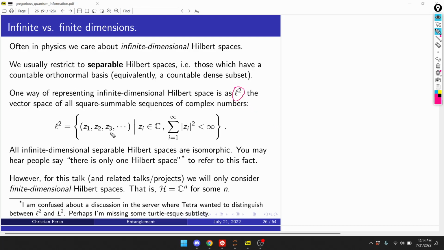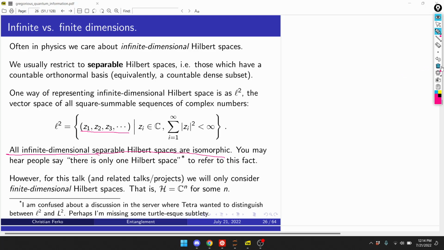This is a vector space of square summable sequences of complex numbers, right? So it's an infinite sequence of complex numbers z. All the z's are complex, and the sum of the norm squareds of these numbers converges. It's less than infinity. That's one way of representing this. You might say, okay, what about other infinite dimensional separable Hilbert spaces? There are none. So all infinite dimensional separable Hilbert spaces are isomorphic.